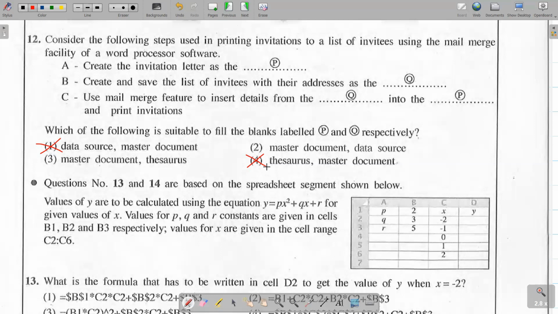And create and save the list of invitees with their addresses as the data source. It must be, not the thesaurus. Thesaurus is there to find the synonyms, the opposite meanings, and all these things in your Word document, not for saving the list of invitees or having a particular database kind of a thing. So because of that, the third one is invalid. So the second one is going to be the answer for this.